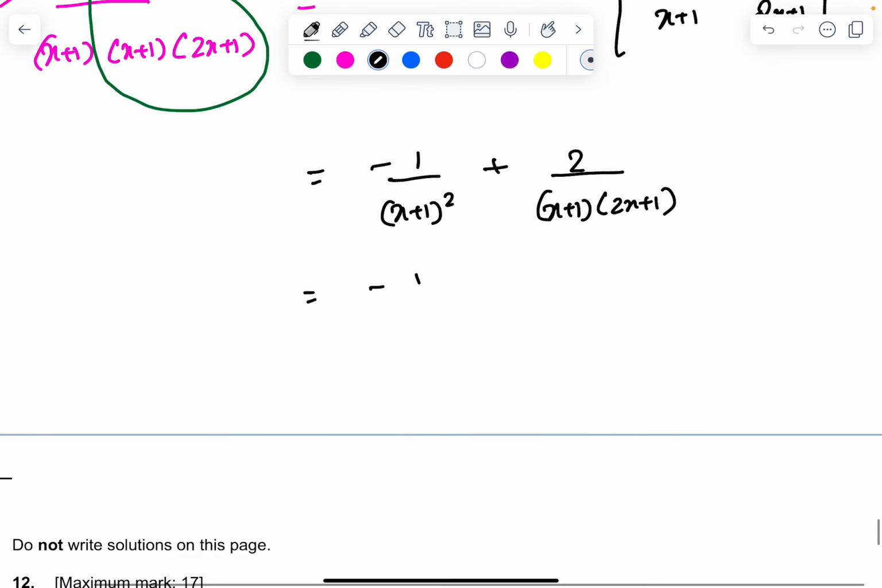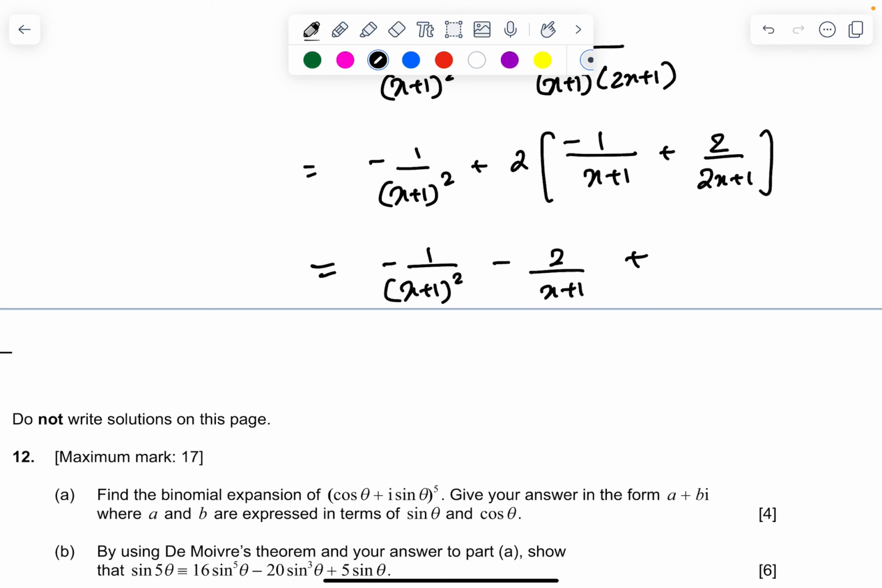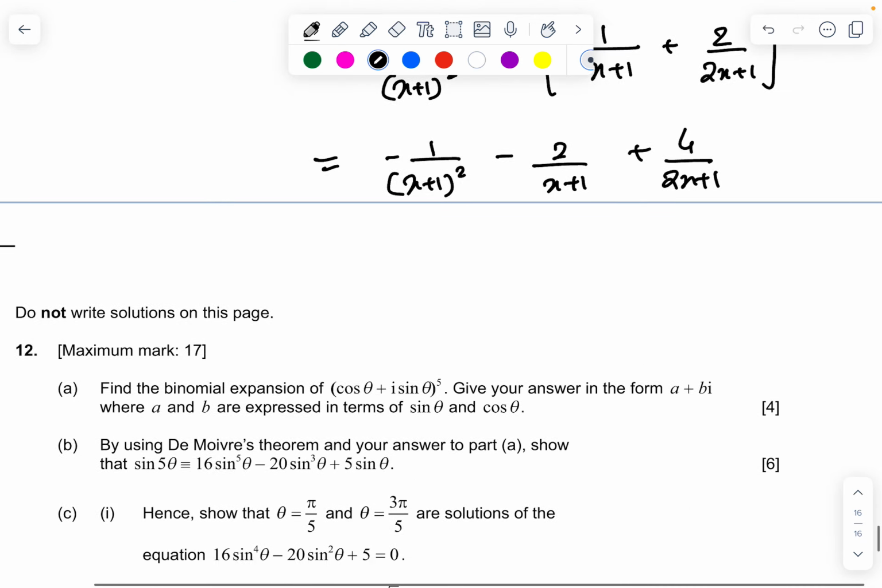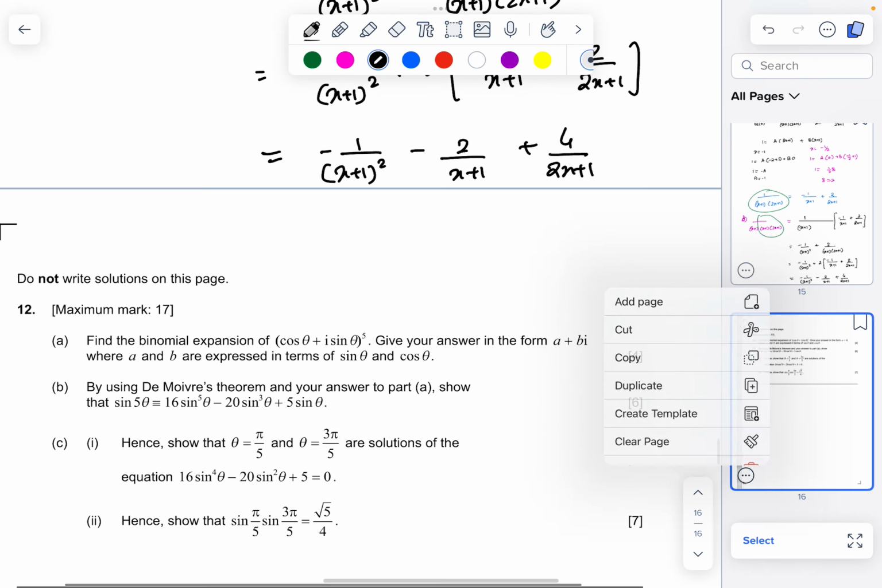Now again, minus 1 upon x plus 1 whole square plus 2 times this one, which is again minus 1 upon x plus 1 plus 2 upon 2x plus 1. So which is going to be nothing but minus 1 upon x plus 1 whole square minus 2 upon x plus 1 plus 4 upon 2x plus 1. I think that is what has been asked of us to find. Hence find the integral of this. We are supposed to find the integral of that.